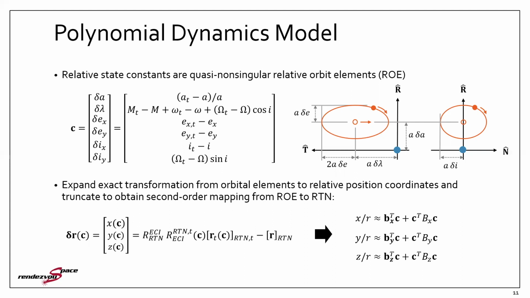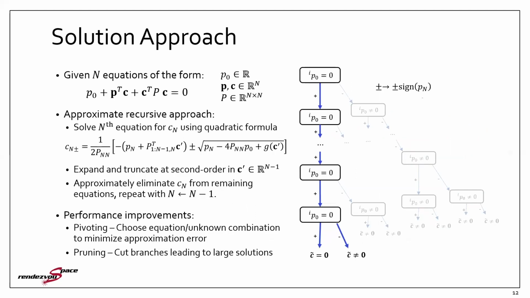Now, the inclusion of second-order terms leads to an accurate mapping at low computational costs, and in the context of angles-only IROD, allows us to encode range information into the system of polynomial constraint equations. So next, let's look at how we can go about solving that system.